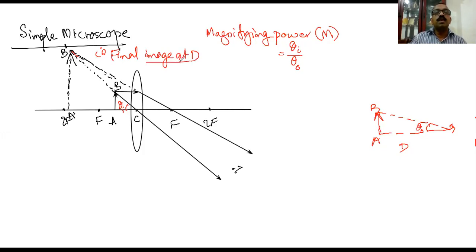The final image is formed at D. This is the first case. The second case will take the final image to infinity. So that means here this distance to the image is also D.